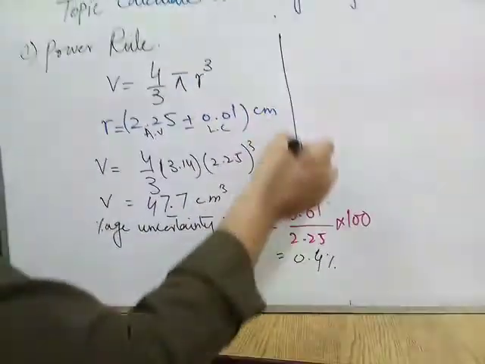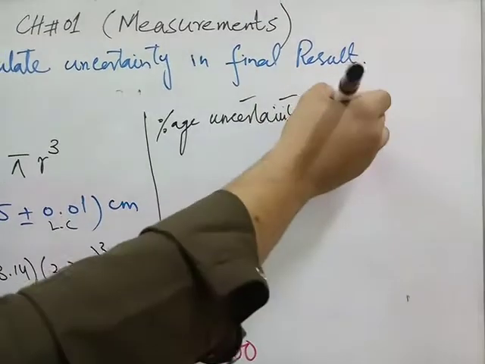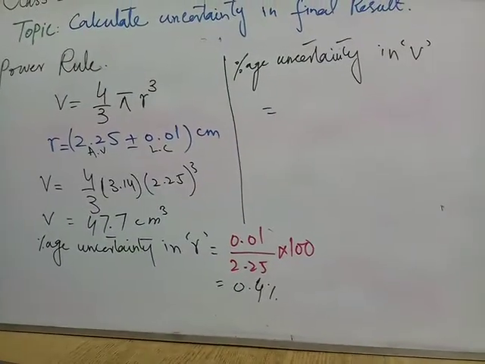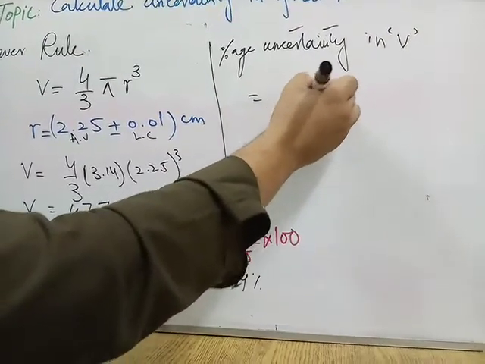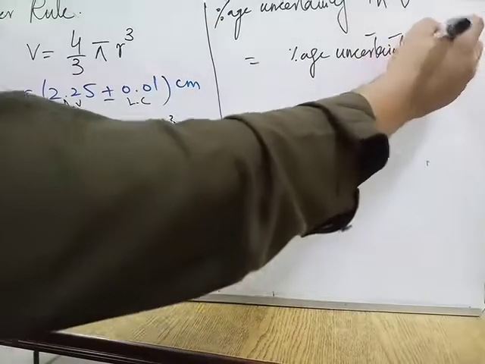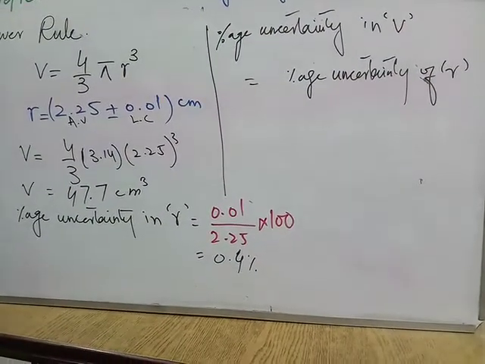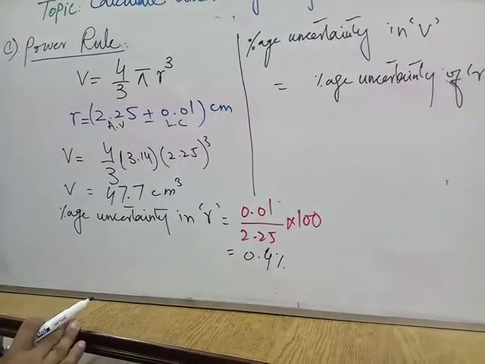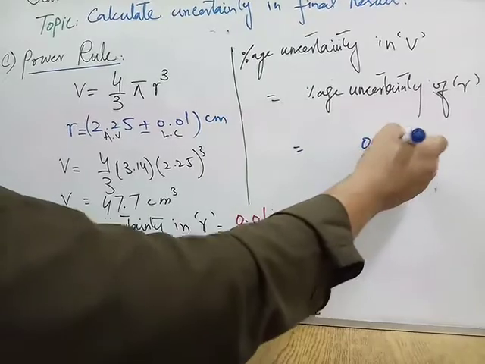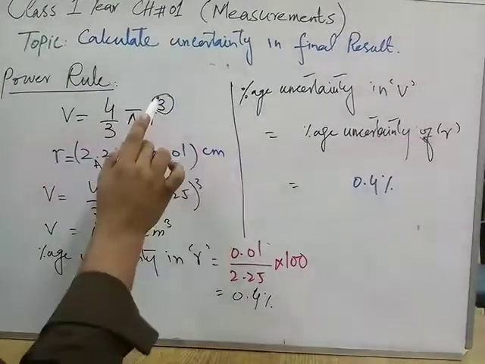But now I am going to find the percentage uncertainty in the final result of V. In the previous quotient rule, we just used the percentage uncertainty of a variable, like here we used the percentage uncertainty of R. But for the power rule, one thing to remember is that we write the percentage uncertainty, which is equal to 0.4%. But here, what is the power of R? Here the power of R is 3.